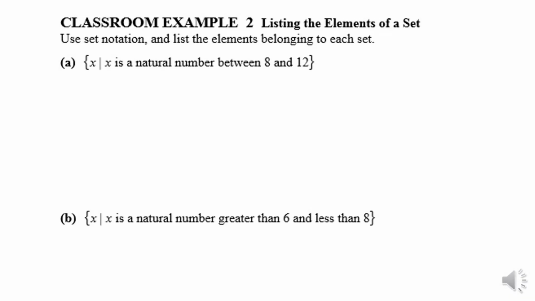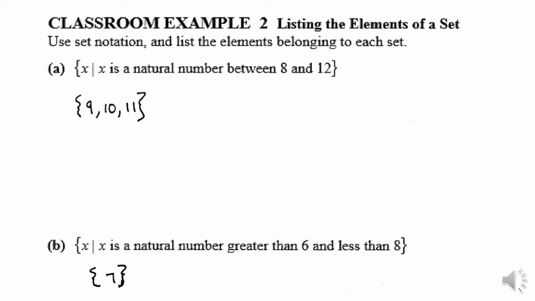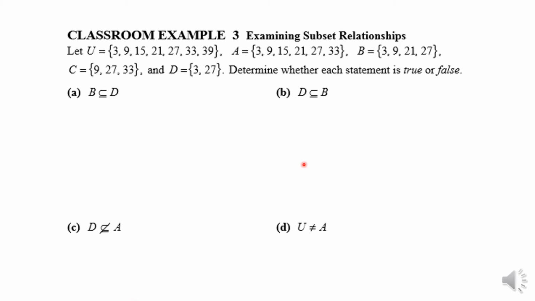The next example asks us to list the elements of the set. So here we have the set of x such that x is a natural number between 8 and 12. That is the set containing 9, 10, and 11, listing it in the roster method. And down here, the only natural number greater than 6 and less than 8 is the number 7.